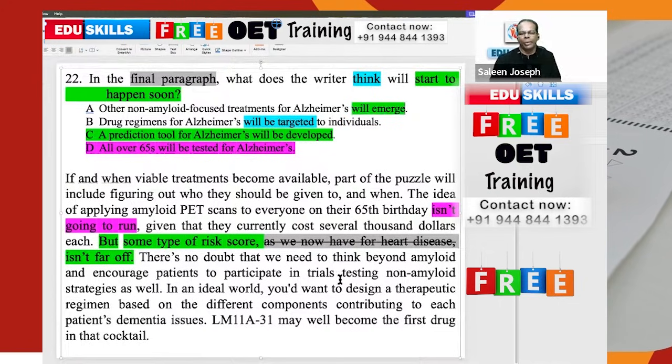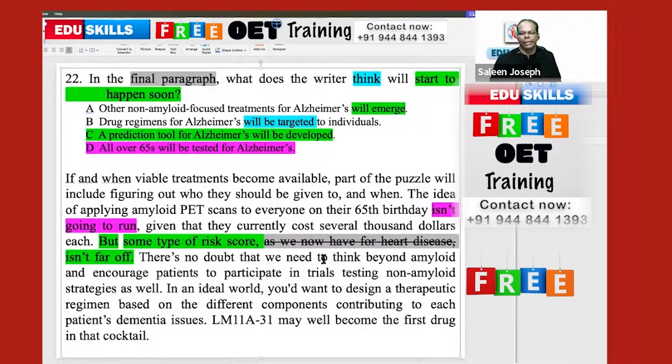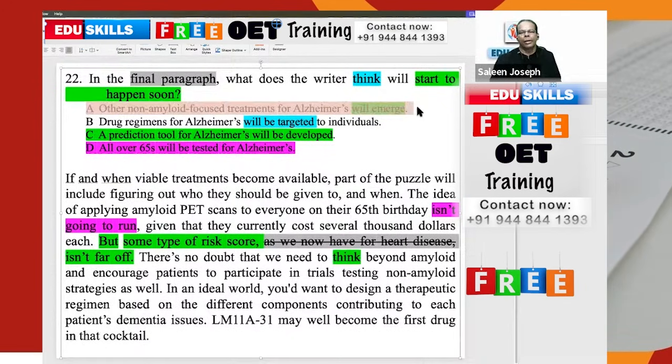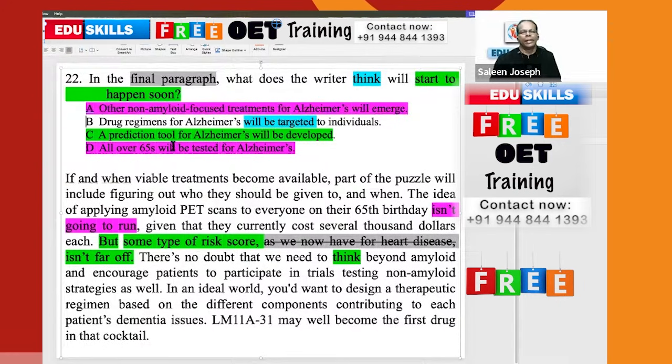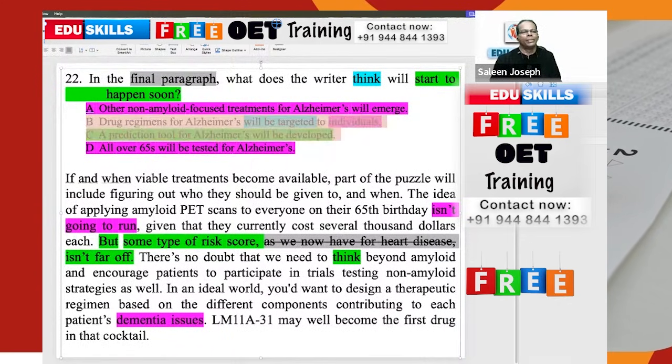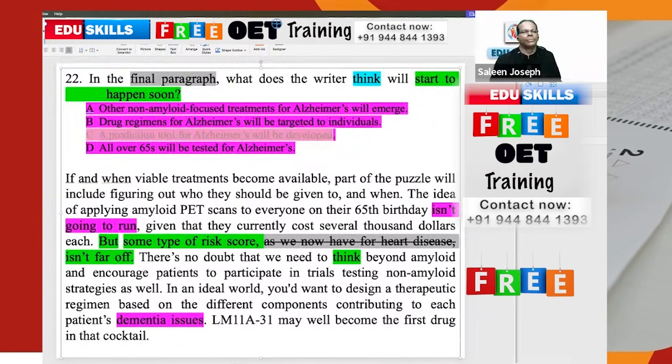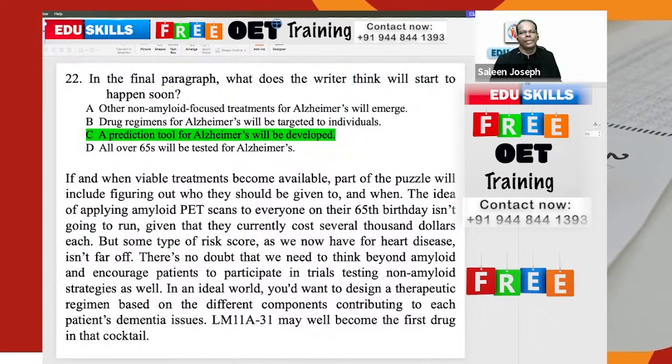If you know opinion and fact, here it says we need to think. Think means opinion. It speaks about opinion. The option speaks about fact. So that can be eliminated. Then drug regimens for Alzheimer's will be targeted to individuals based on the different components contributing to each patient's dementia issues. It will be based on dementia issues, not on individuals. So that also can be eliminated. So what is the answer? Option C. So the answer is option C.